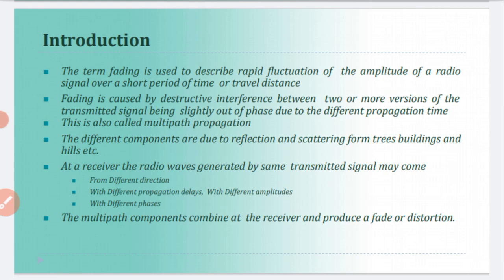So at the receiver side, multiple signals are coming, right? These multiple components are combined at the receiver side. While combining these signals, with different direction, different propagation delay, different amplitude and different phase, there will be some fading effect in the signal, right? So it will cause the fading or distortion of the signal.